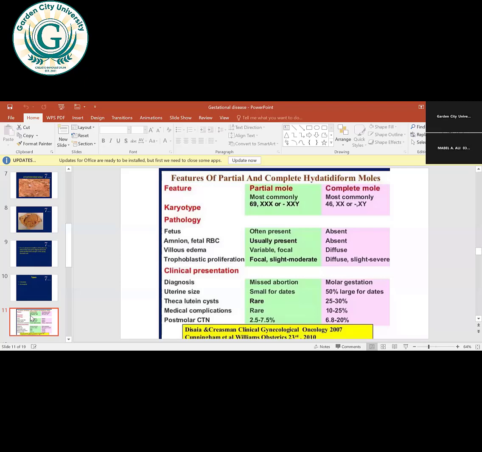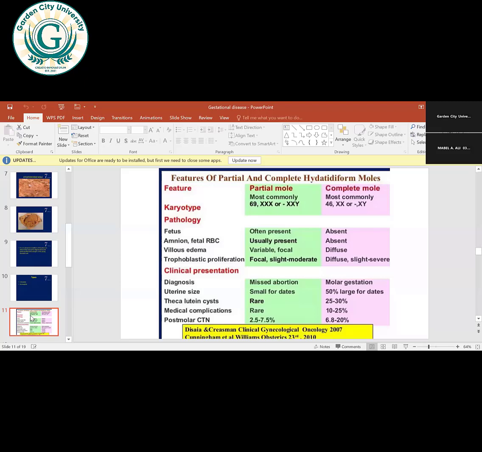Pathology. Fetus. We have amnion, fetal RBC, villus edema. With the partial, the fetus is often present, while in the incomplete it is absent. Amnion and fetal RBC are usually present in partial mole and absent in complete mole. Villus edema is variable or focal in the partial, then diffuse in the complete. Trophoblastic proliferation in the partial is focal or slight to moderate, then in the complete it is diffuse or slight to severe.